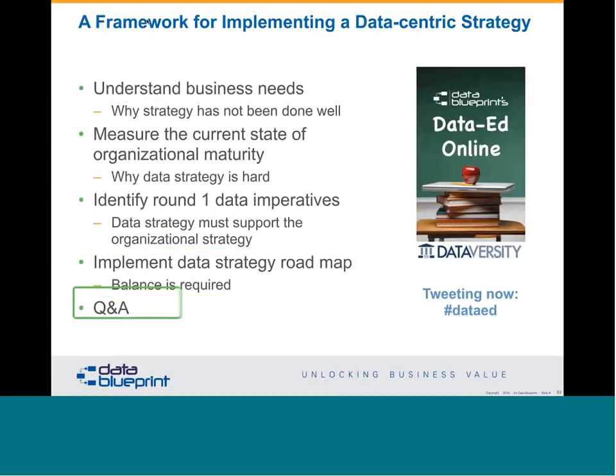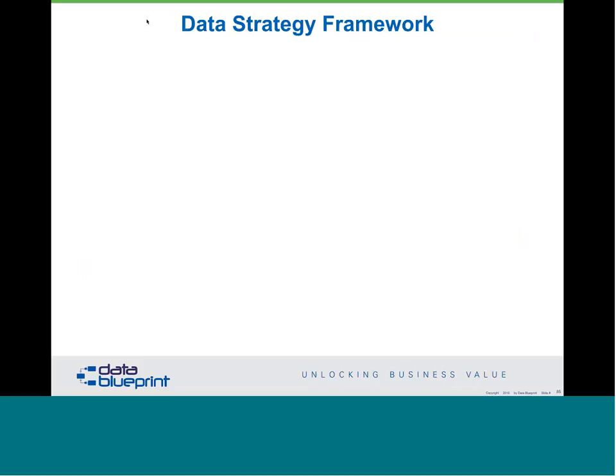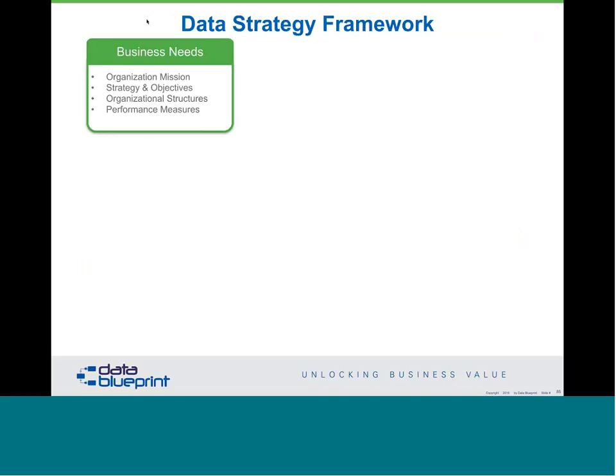So I'm going to finish out here as we head towards the Q&A, and I'm going to walk you through the framework one more time. Again, our data strategy framework starts out by understanding the business needs, understanding the organizational mission, the strategy and objectives, the organizational structures that are going to be helpful, and the performance measures that you're going to use in that organization. I worked with one organization at one point where they had over 1,400 individual performance measures. That's a lot to manage, but that's okay. If it works for the organization, then we need to track them.